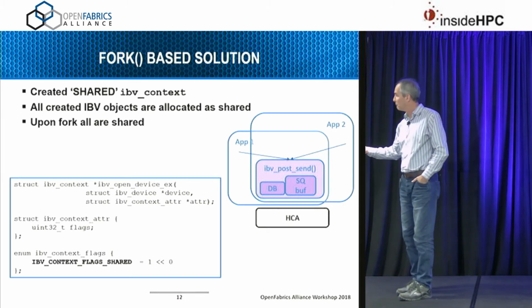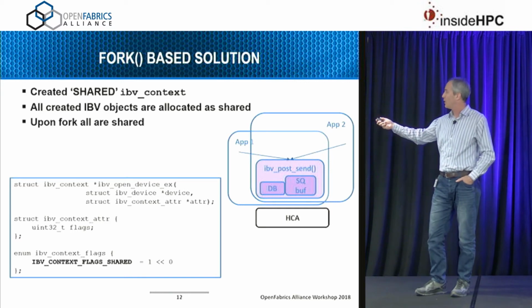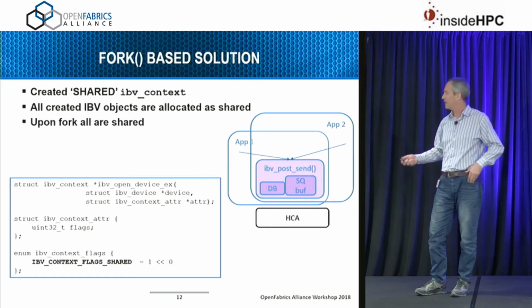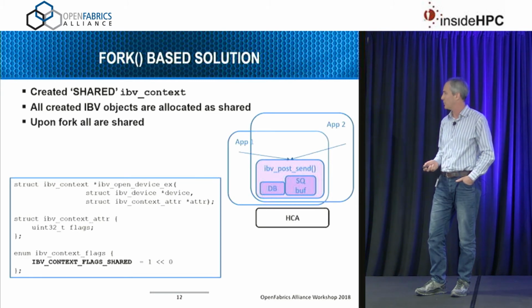This is a very rough drawing of two applications accessing the same post send. If there's a lock there, it's protected. And they can both send and then poll CQ or whatever they want to do.